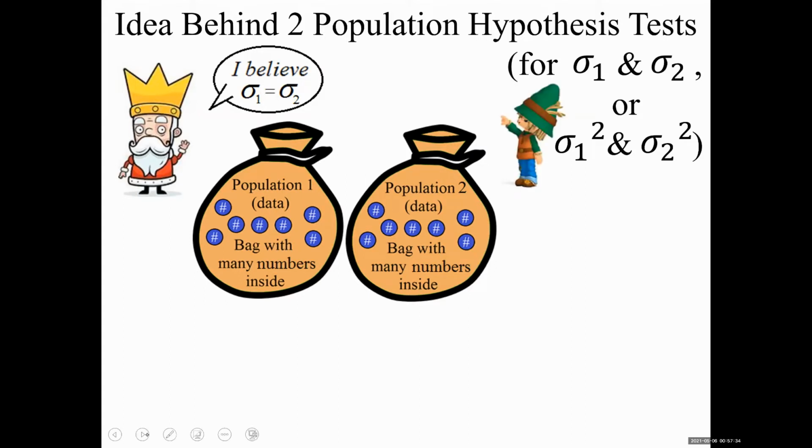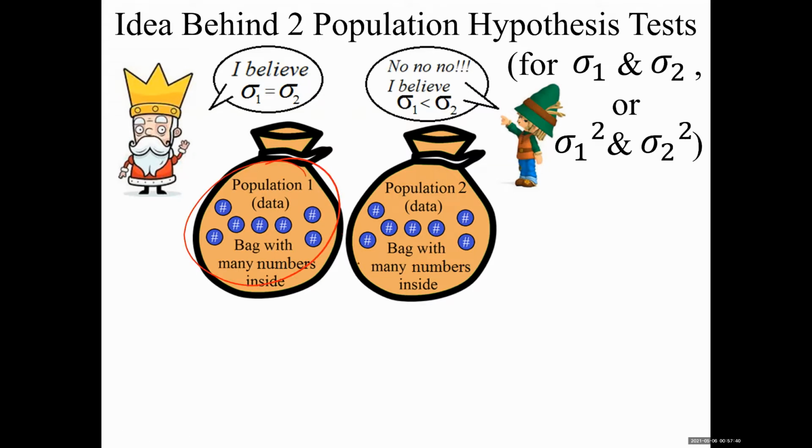Peasant comes along and says, guys, he's wrong. King is wrong. Sigma 1 is less than sigma 2. So he's saying the standard deviation of all these numbers is less than the standard deviation of all these numbers. Now, we want to tell the peasant to go away because we believe the king. We love the king. He's an honest king.